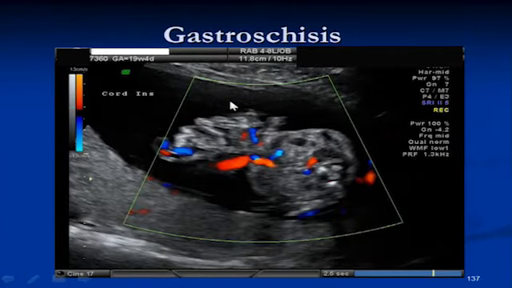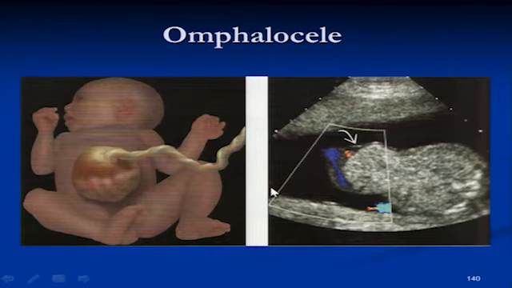Gastroschisis is not covered by membrane. Omphalocele is covered by membrane. In gastroschisis, the liver does not herniate into the defect. In omphalocele, the liver herniates into the defect. Gastroschisis has no increased risk of fetal aneuploidy. Omphalocele has about a 30 to 40% risk of fetal aneuploidy. 5 against 5. Any questions?